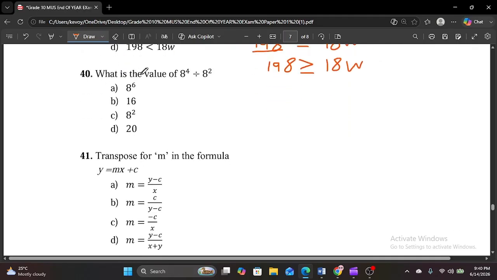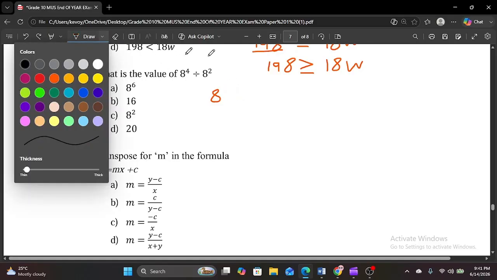So what is the value of 8 raised to the power of 4 divided by 8 raised to the power of 2? This question right here, you're just going to do the powers first. So you're going to raise the 8 to the power of 4 first. So that is 8 raised to the power of 4.